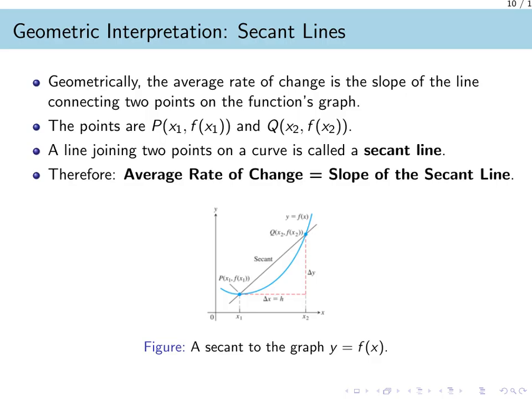The slope of this secant line is calculated as the change in the vertical value divided by the change in the horizontal value between P and Q. This calculation is exactly the same as the formula for the average rate of change. Therefore, the essential thing to remember is that the average rate of change over an interval is visually represented by the slope of the secant line connecting that interval's endpoints.